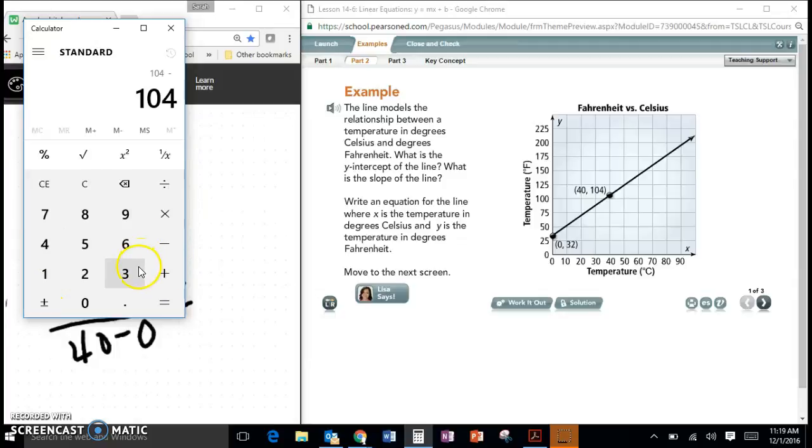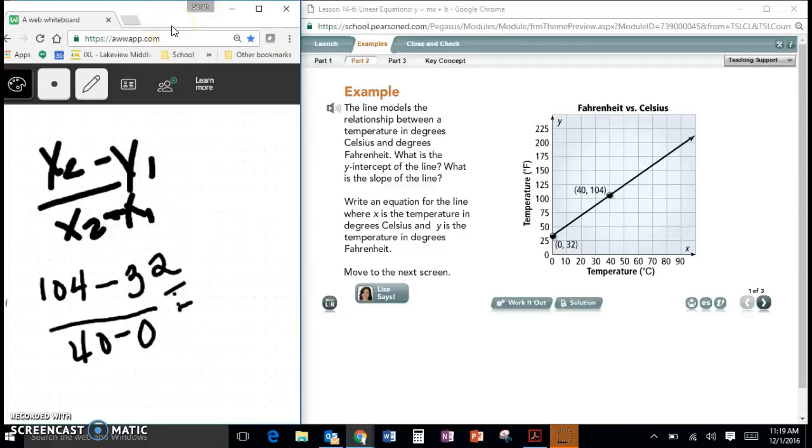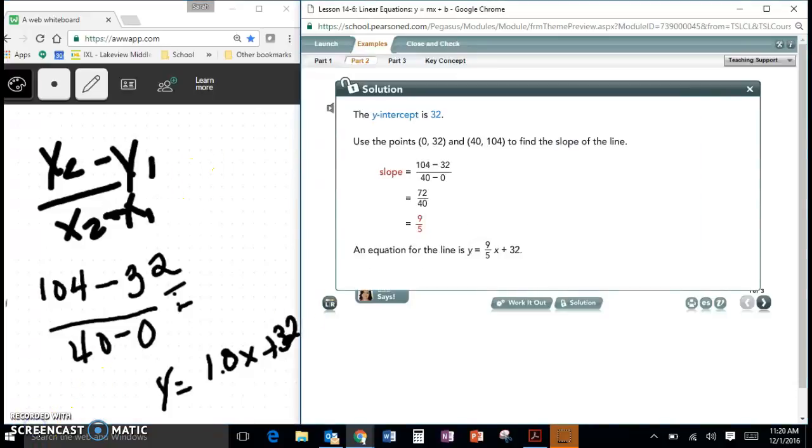104 minus 32 on top is 72. And then on the bottom, there's going to end up being a 40. 72 divided by 40 is 1.8. So y equals 1.8x, and our y-intercept here is plus 32. That is your answer.